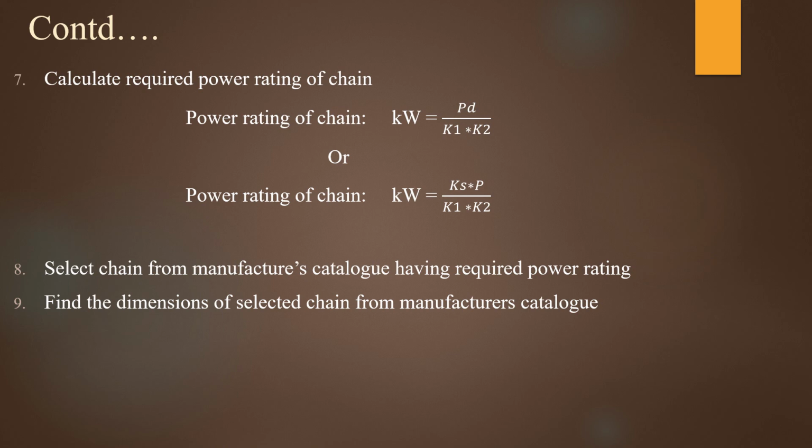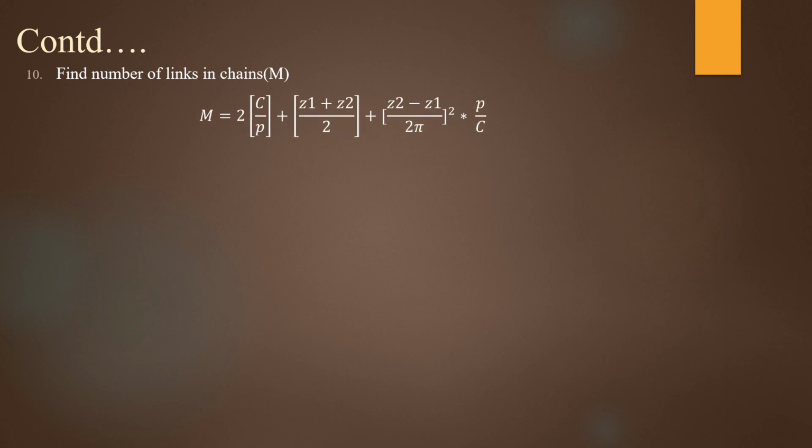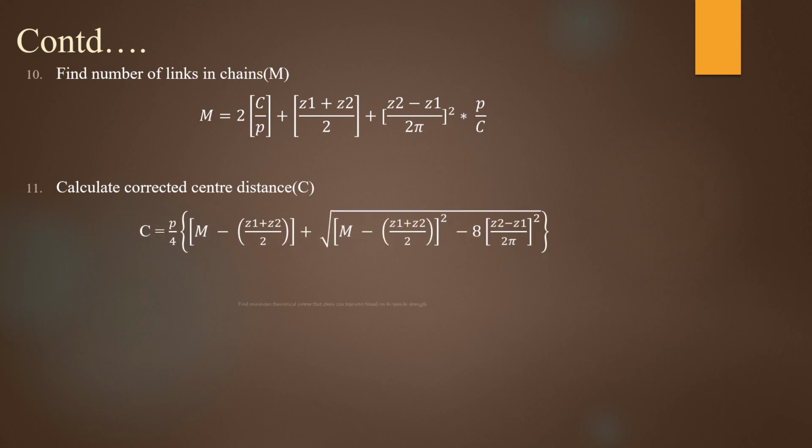Next step is to select a chain from the manufacturer's catalog having the required power rating, which you calculated in the previous step. And next is to find the dimensions of the selected chain. Next, find the number of links in the chain, that is capital M. You already know this equation, where P is the pitch, Z1 and Z2 are the number of teeth on the driving and driven sprocket, and C is the center distance.